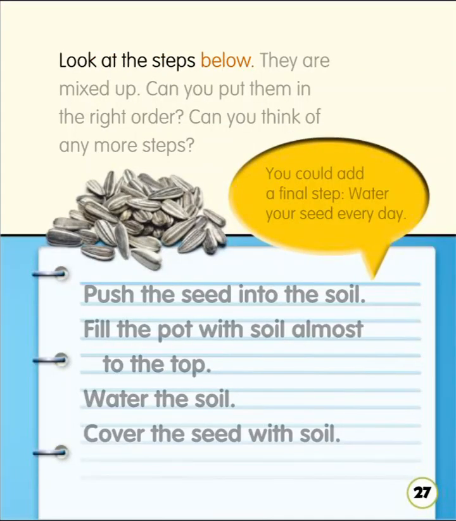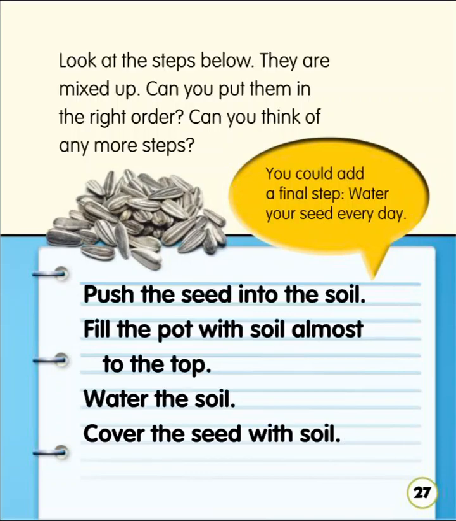Look at the steps below. They are mixed up. Can you put them in the right order? Can you think of any more steps? You could add a final step. Water your seed every day. Push the seed into the soil. Fill the pot with soil almost to the top. Water the soil. Cover the seed with soil.